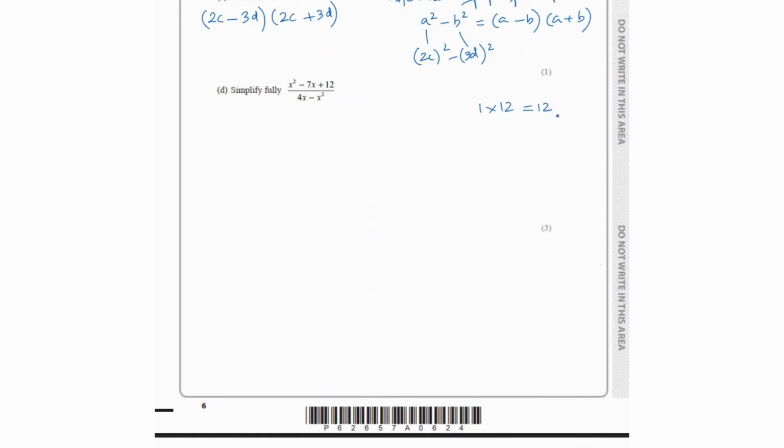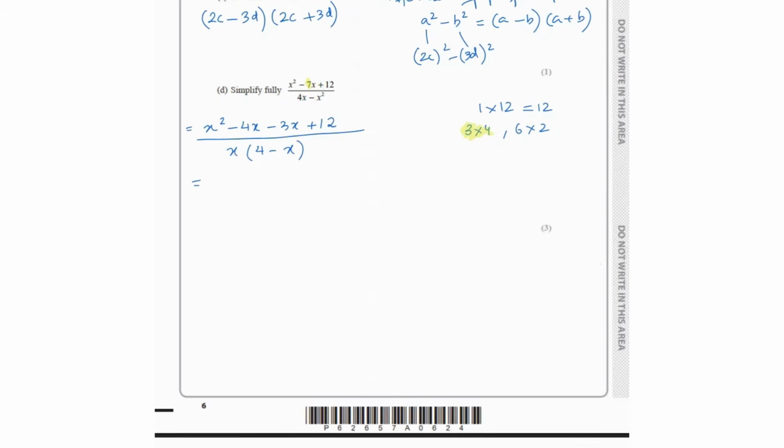Then list down other factors of the product, so 3 and 4, 6 and 2. So now we pick that set of factors which when added or subtracted give us the middle term. So that's 3 and 4 because 3 plus 4 is 7. So x squared minus 4x minus 3x plus 12. And over here between 4x and x squared we have x common. So 4 minus x goes in the bracket.